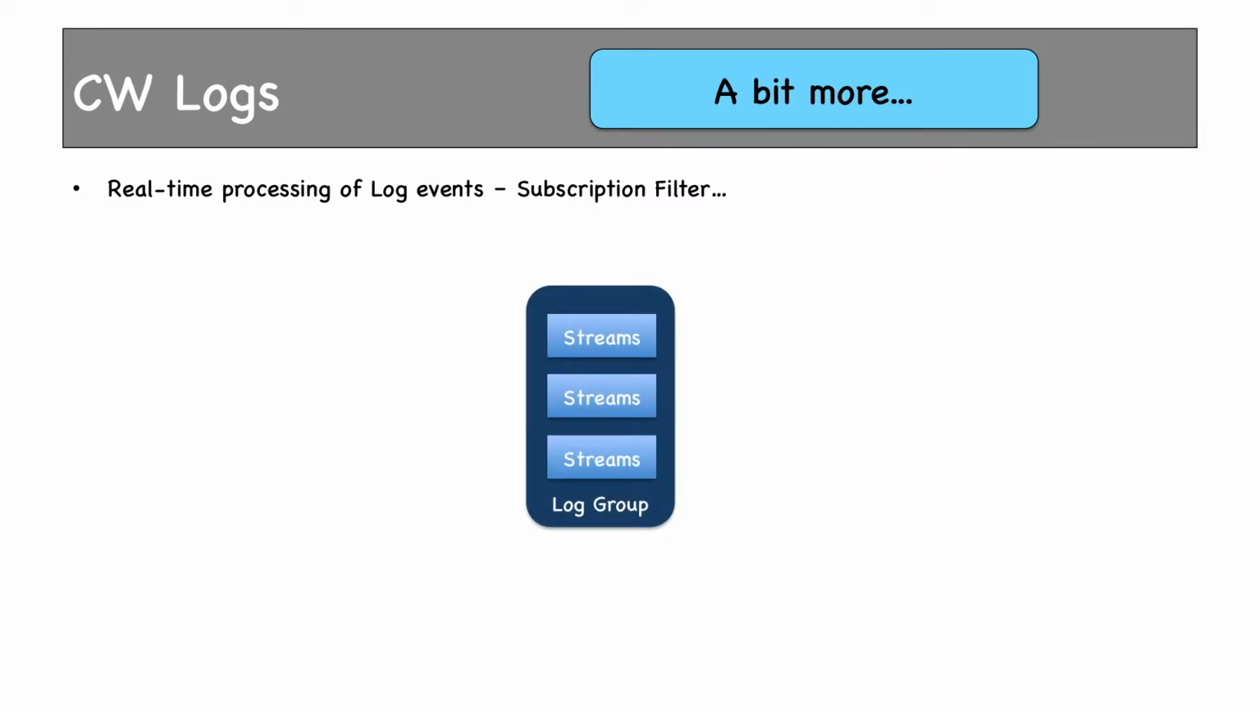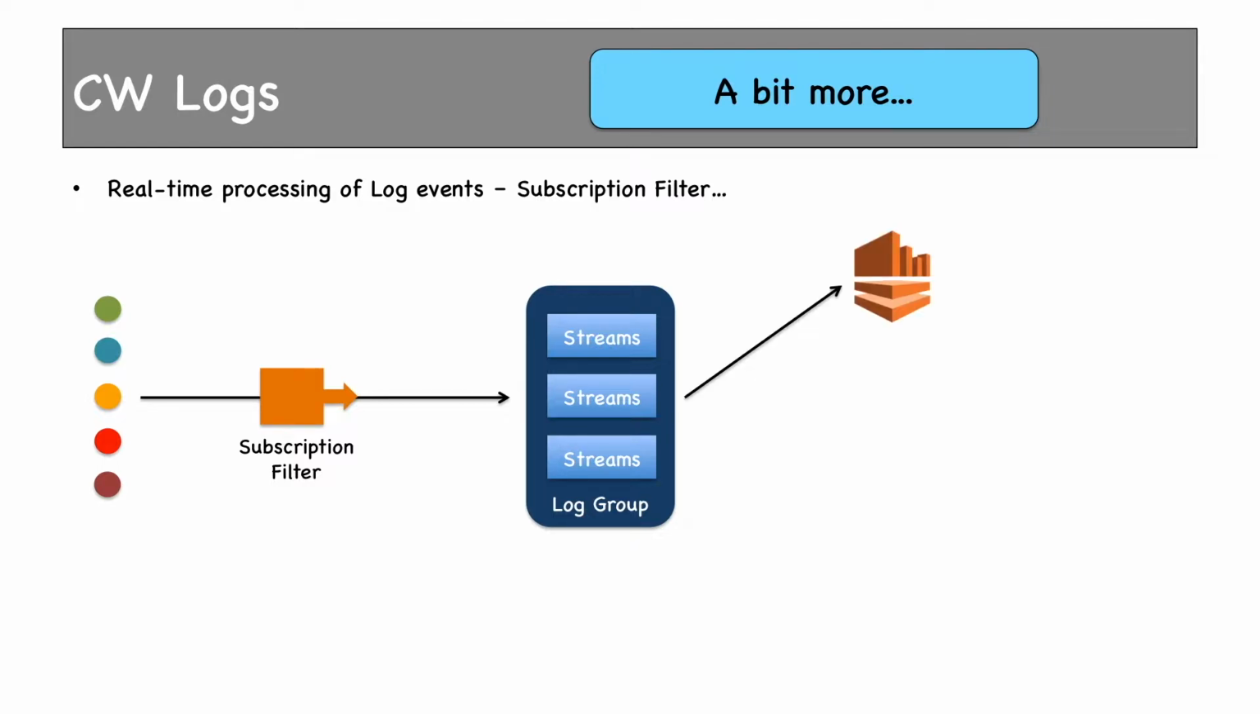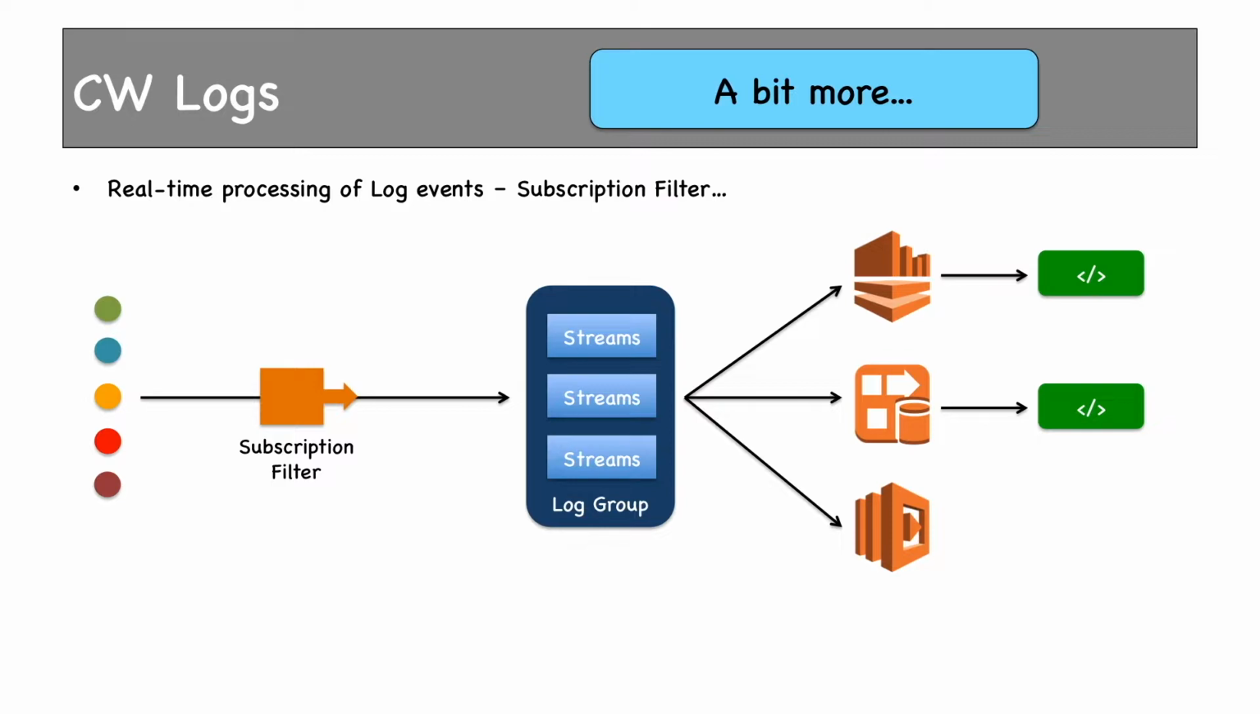This is our log group which has multiple log streams. All these log events are put in the log streams, but they have to be passed through subscription filters. And the logs can be delivered to Kinesis streams or Kinesis firehose or Lambda functions for real-time processing. We can build applications which would read data from Kinesis streams and firehose for real-time analytics as well.